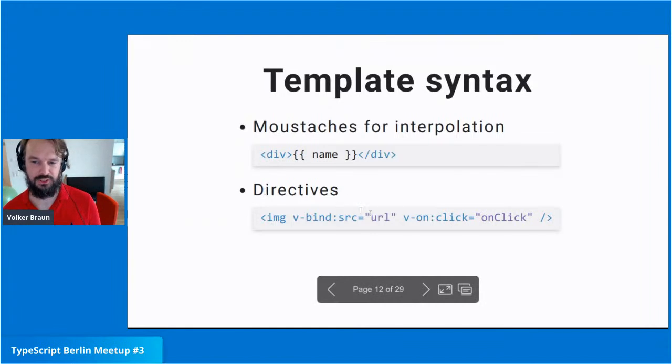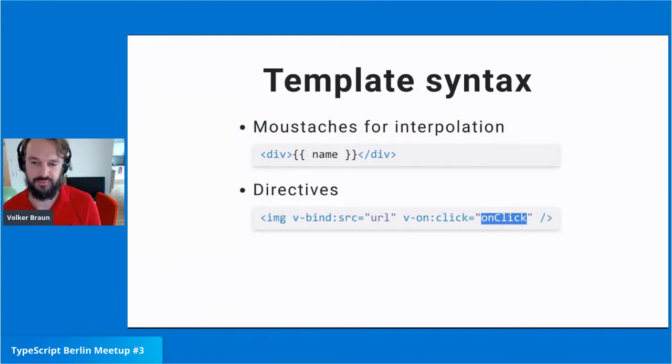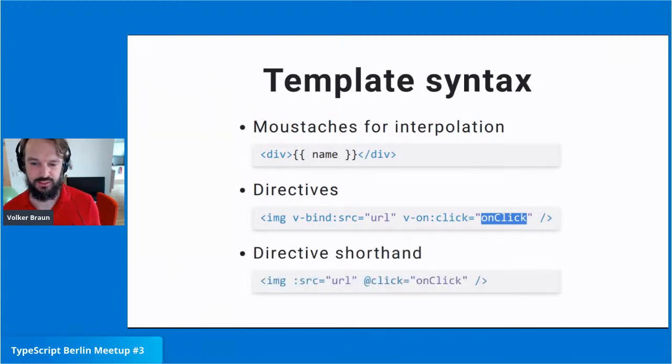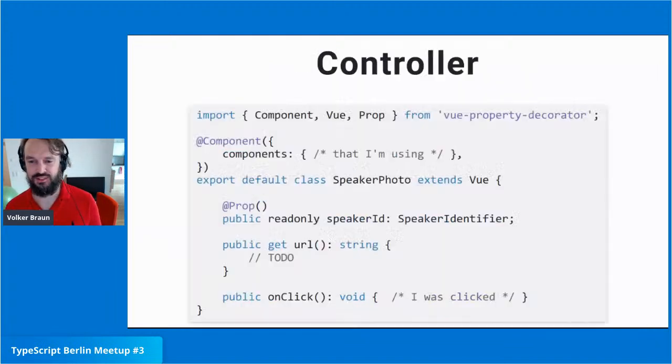This just generates an image with that URL, and if somebody clicks on it, then the onClick method is being called. There's a shorthand: just a colon is v-bind and @ is v-on. And that's basically it. There are v-if and v-for loops, but let's ignore those control structures.